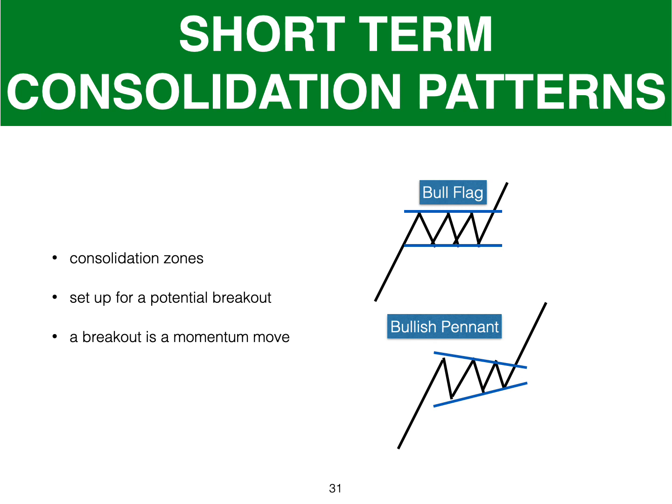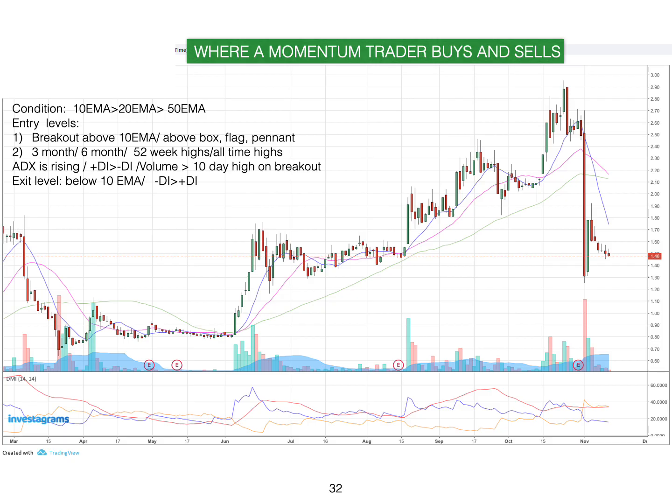In a momentum trade, the best place to enter, as we mentioned earlier, is within consolidation patterns such as the bull flag and the bullish pennant. This chart shows where a momentum trader buys and sells. Prior to the move, we see that the volume is higher than the 10-day average.